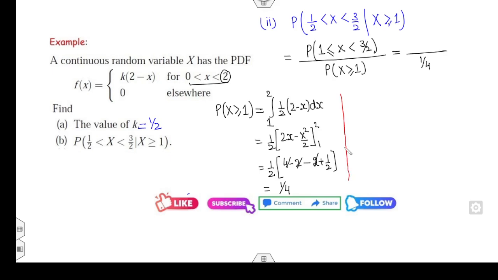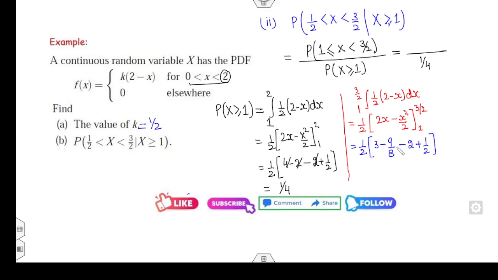Now can you find the numerator? The probability of the numerator is from 1 to 3 by 2 of k into (2 minus x). Again, half will be outside. Integration of that is 2x minus x square by 2 from 1 to 3 by 2. Now you can substitute the upper limit. If you substitute 3 by 2, it's 3 minus 9 over 8, minus 2 minus... Fine. So that will be 1. So the answer will be 1 plus 1 over 2, which is 3 over 2, minus 9 over 8.